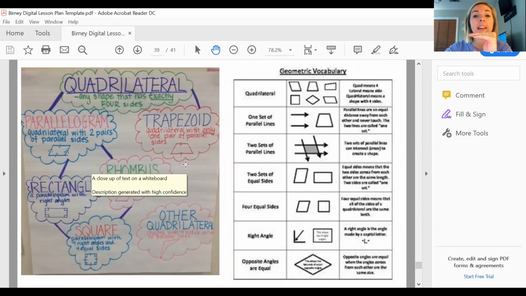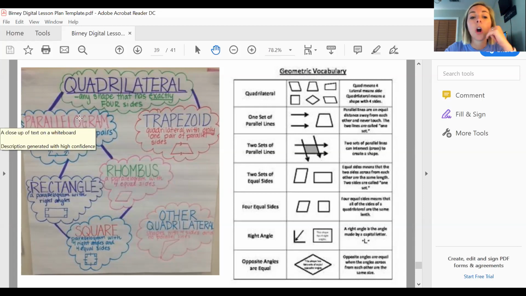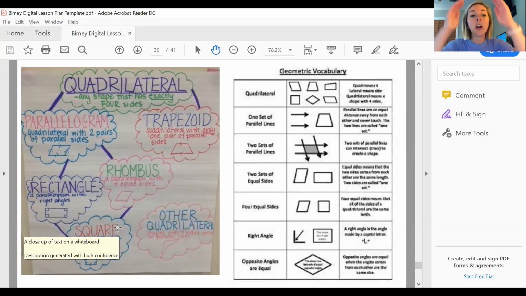A trapezoid is not called anything else because it only has 1 pair of parallel sides, while a parallelogram is a quadrilateral with 2 pairs of parallel sides. Well, guess what? A rectangle, a rhombus, and a square are also quadrilaterals that have 2 pairs of parallel sides. So a rectangle, a rhombus, and a square are also parallelograms.